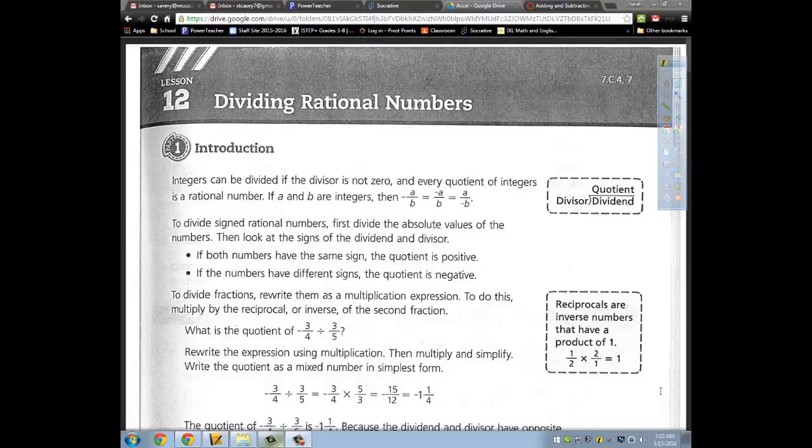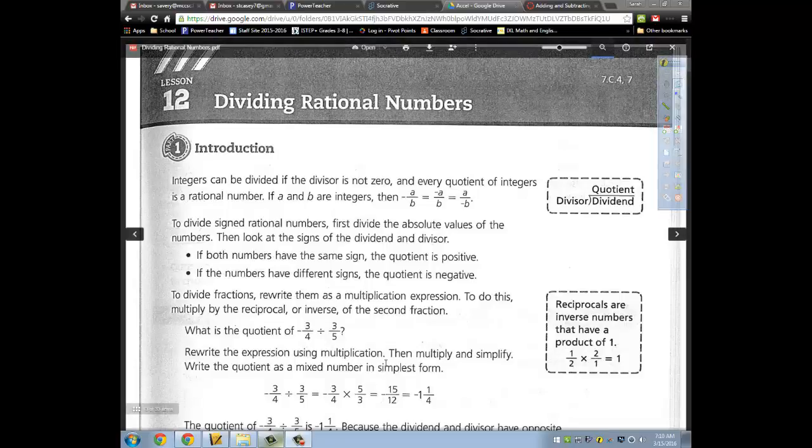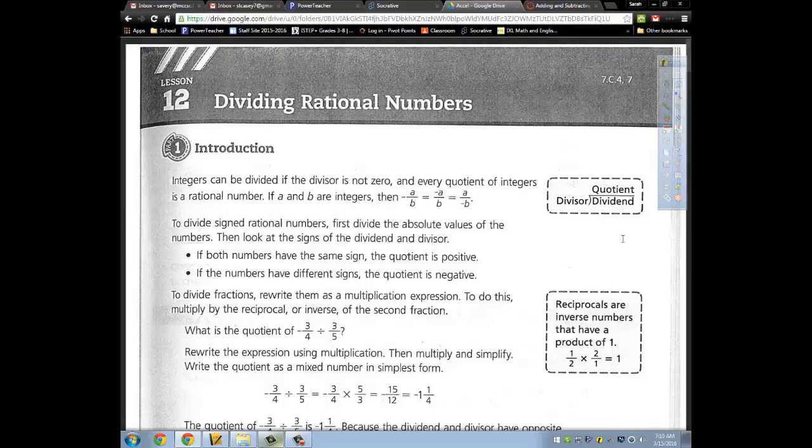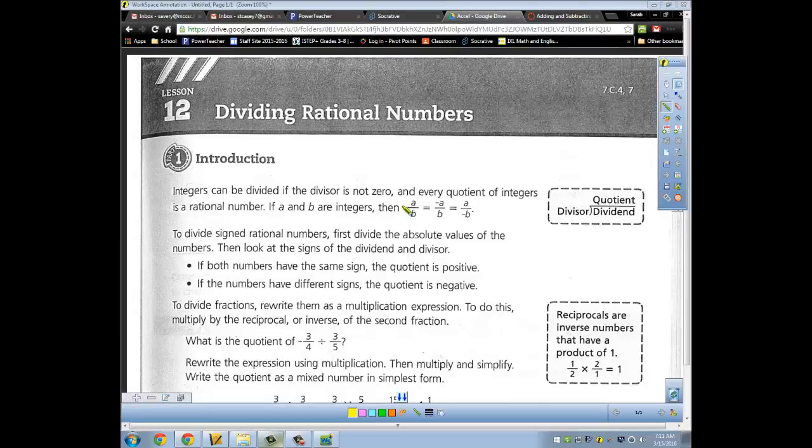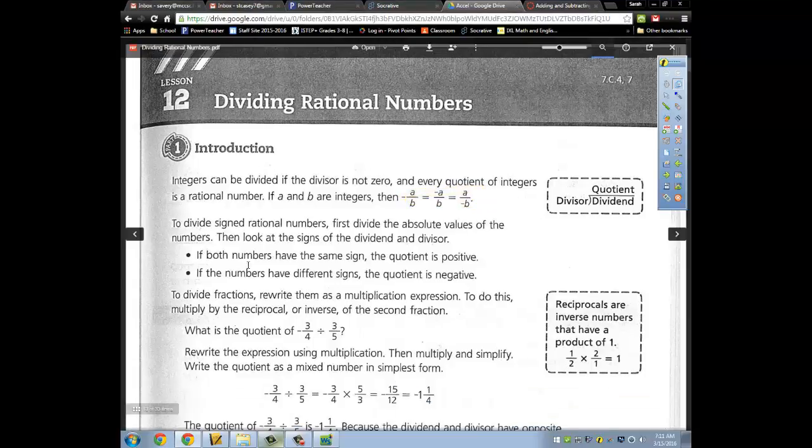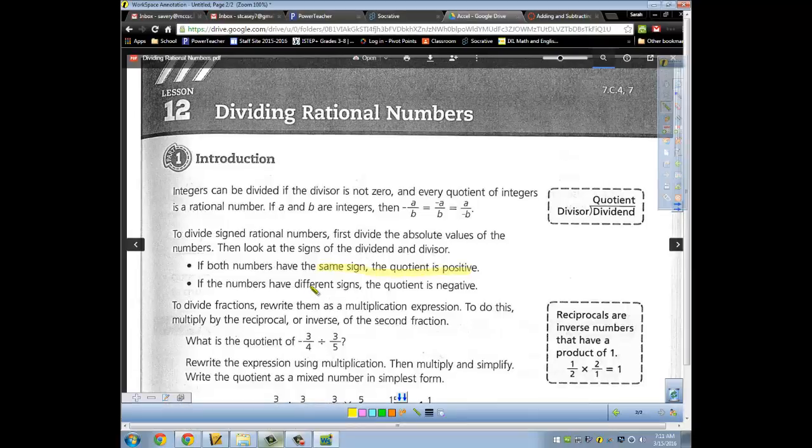Hey, so today we're going to be dividing rational numbers, so dividing fractions and decimals. Same thing as multiplying, there's a slight change. First of all, if you have a negative fraction, that negative can go to the top or the bottom. I typically put it on the top, but that's just my preference. And then if both numbers have the same sign, the quotient will be positive. If they have different signs, it's negative. So same rules as if we multiply.